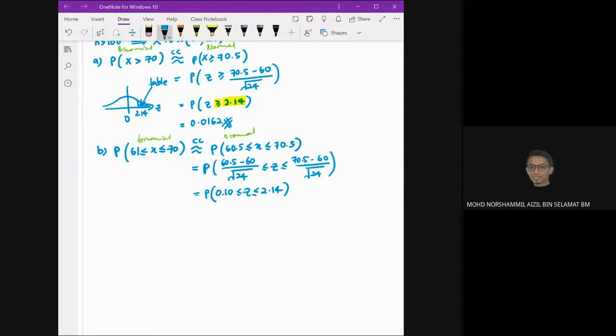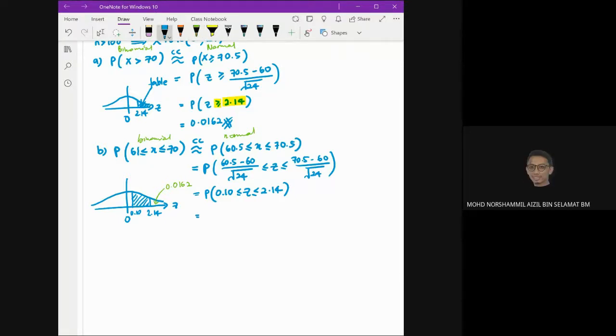Okay guys. So let's illustrate the table to improve our understanding. In the middle is 0. So we want 0.10 to 2.14. So we want this region. Okay. Tapi kita dah dapat yang ni tadi kan? Betul tak? 0.0162. Am I right? Betul tak? Betul, sir. Okay, kita dapat daripada part A tadi.